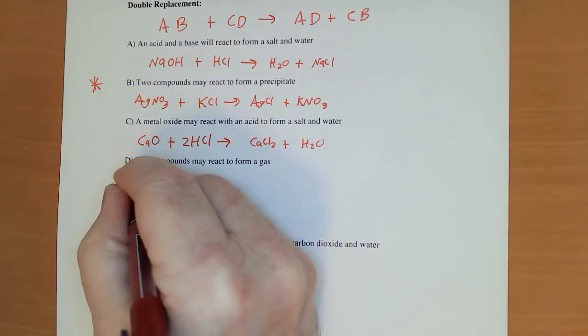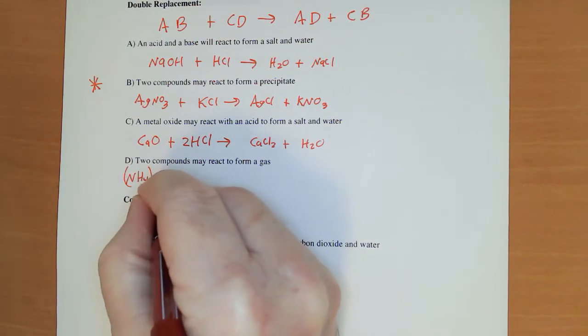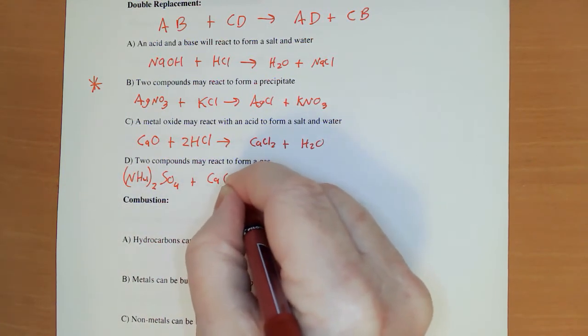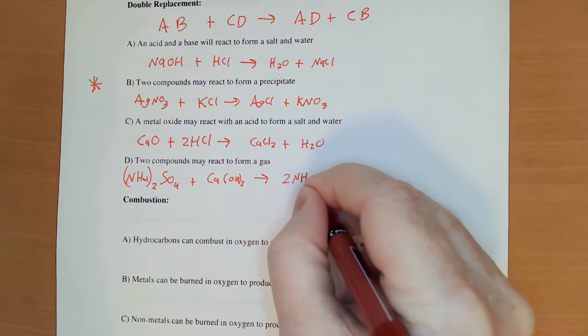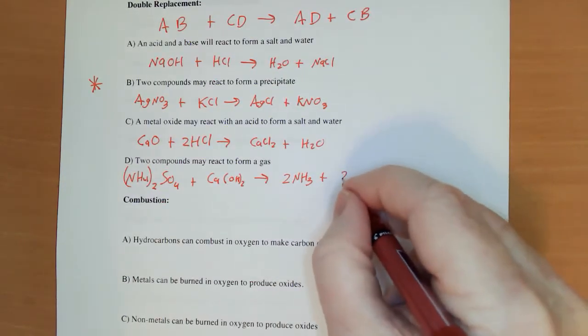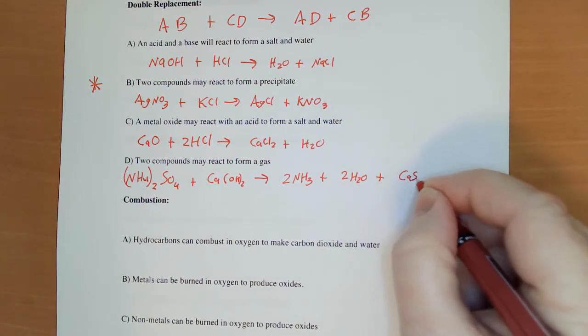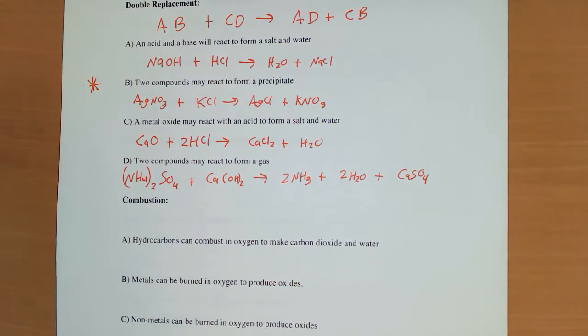We can even have some very complicated ones. (NH4)2SO4 reacts with Ca(OH)2, and what we get are 2 NH3s, 2 H2Os, and a CaSO4. Sometimes they are just a little bit complicated.